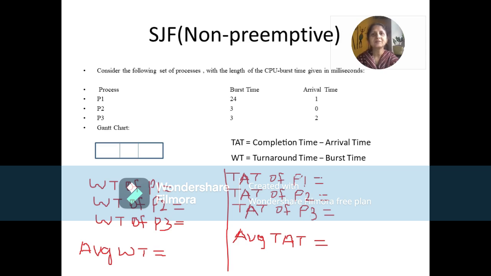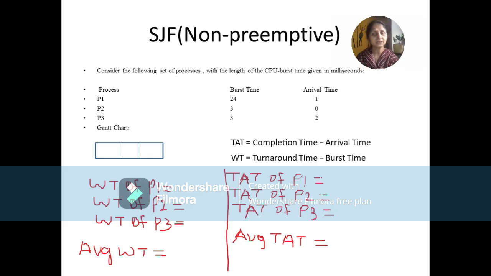Hello students, today I will be discussing SJF, that is the shortest job first CPU scheduling algorithm, non-preemptive. What do you mean by non-preemptive? Non-preemptive means if the process is not executed fully, we cannot forcefully put it out of the CPU. So let's see the problem.